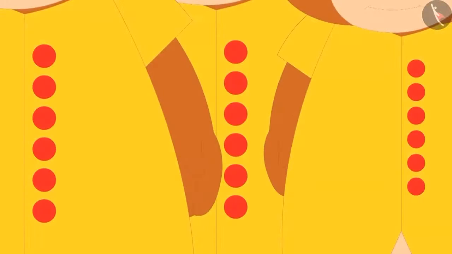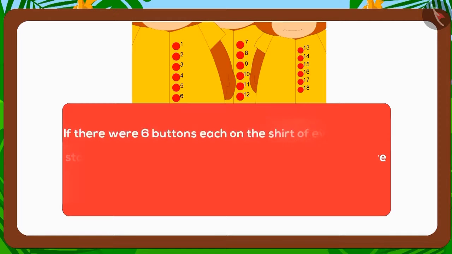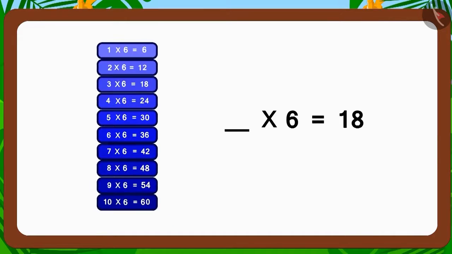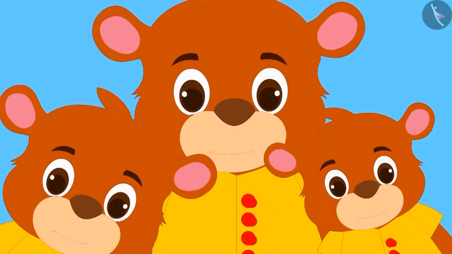Suddenly, Bablu heard some voices. When Bablu tried to see in his half-asleep state, everything looked hazy to him, and he could only see 18 buttons. If every person present there had 6 buttons each on their shirt, then can you tell how many people were standing there? Yes, you have solved it correctly. 3 people were standing in front of Bablu.